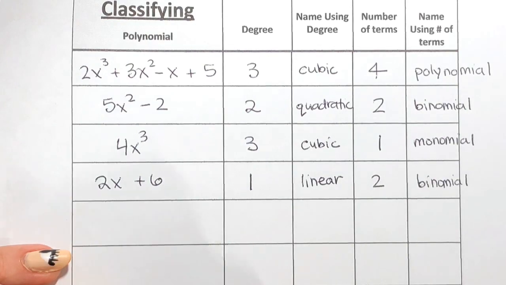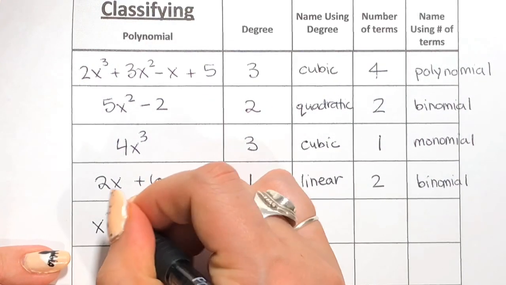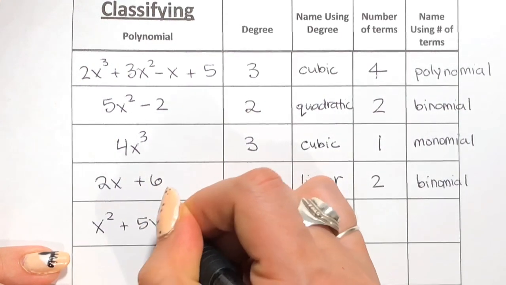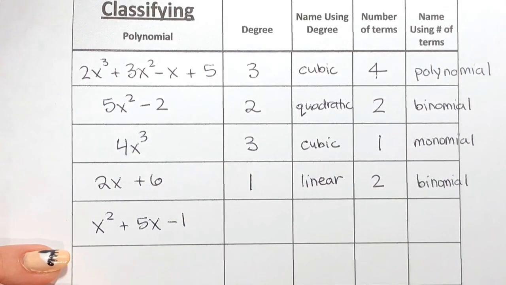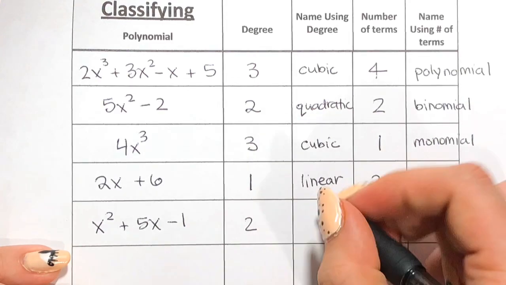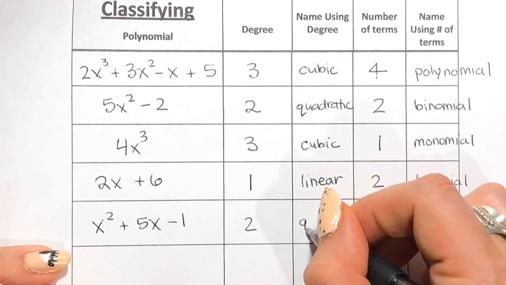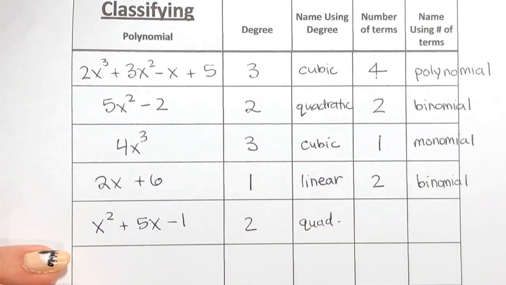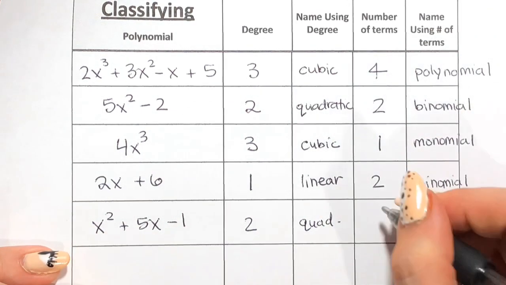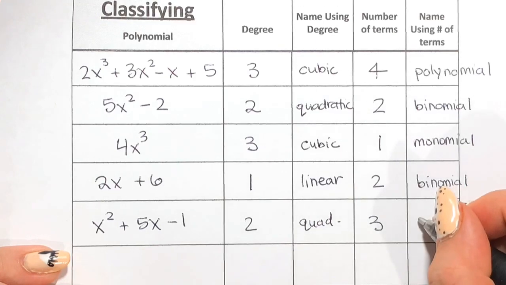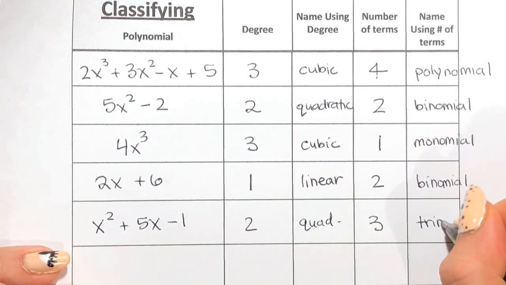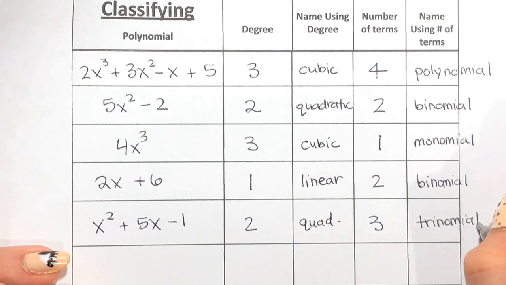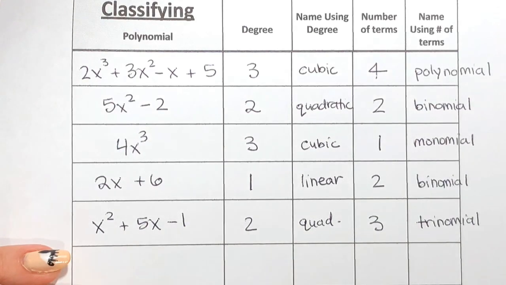And let's just do one more. Say I have x squared plus 5x minus 1. So the degree on this one is a 2. So this would be a quadratic. I'm just going to abbreviate. And we have 1, 2, 3 terms. And if there's 3 terms, it is a trinomial. So we have a quadratic trinomial there. And I think we'll just stop there because it's getting kind of long already.